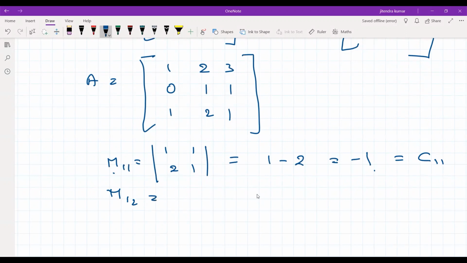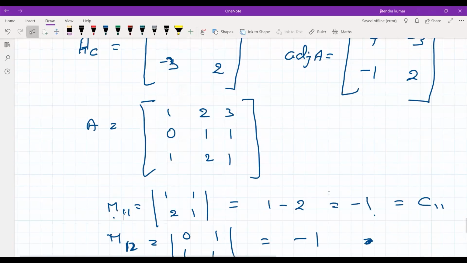M12 will be equal to the determinant of [0, 1; 1, 1], and that is again equal to -1, but C12 will be equal to +1. Because in this case 1 plus 2 is 3, so there will be a minus sign, and the -1 will become positive. In this way we will find M11, M12, M13, and all the minors for all the elements, and then convert them into the cofactors of all the elements. Then we will find the matrix of cofactors and take the transpose of that matrix, and that will be our adjoint.